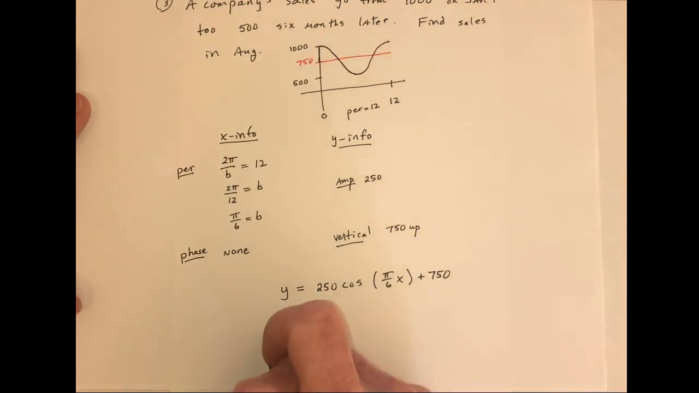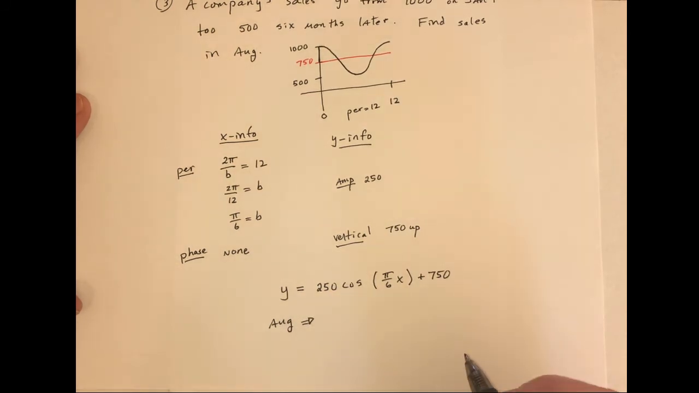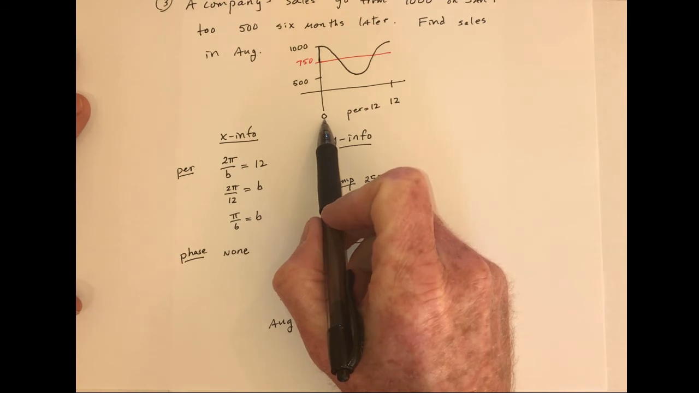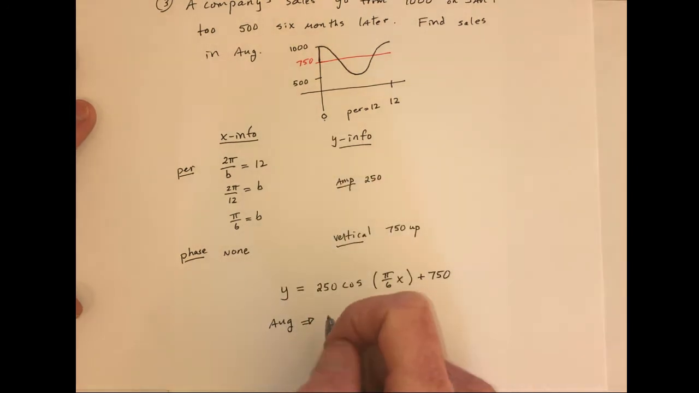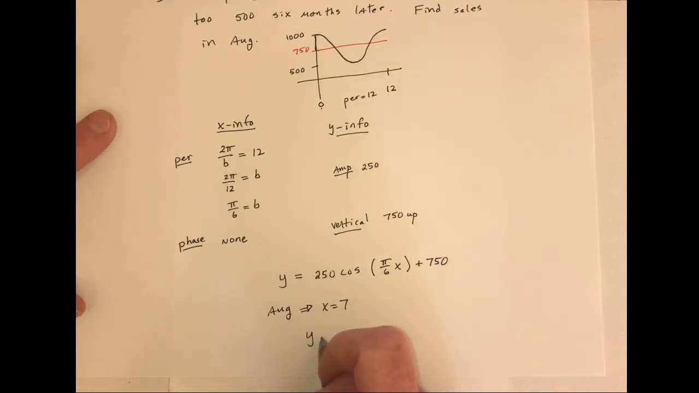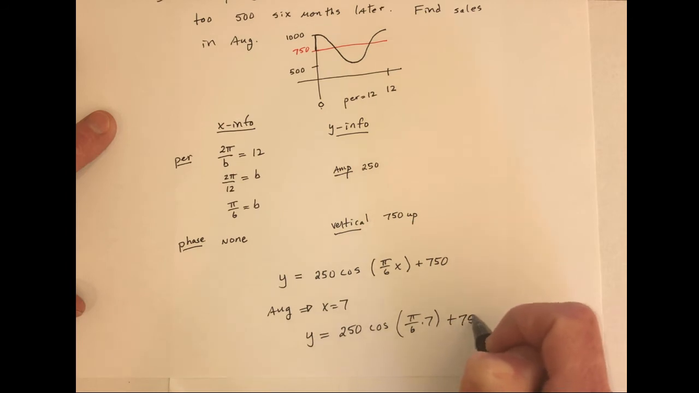And then finally for August, well, usually we call August the 8th month, but right here I started with January as 0, so we don't usually do that. So actually all of the months are off by a little bit, so that means that for August, x equals 7 instead of 8. So then just plug in a 7: 250 cosine of pi over 6 times 7 plus 750.